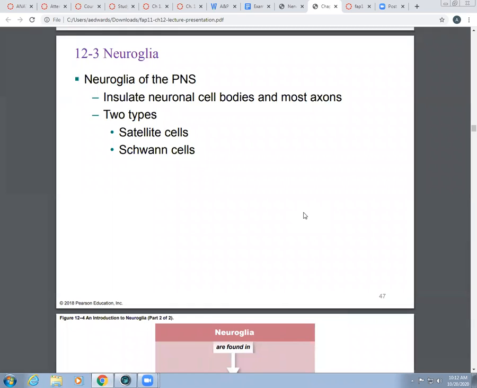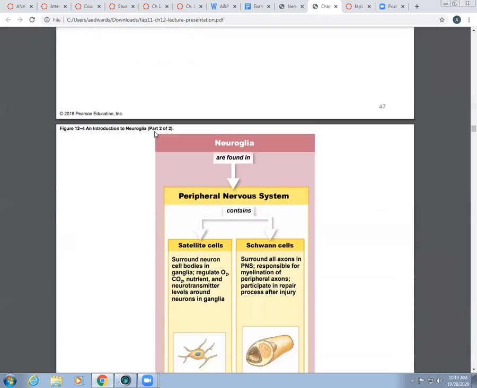All right, let's talk a little more about neuroglia this time, in the peripheral nervous system. We've been talking about the neuroglia in the central nervous system. Now it's time to talk about the neuroglia in the peripheral nervous system. Okay, so what do they do? Well, they're going to insulate the cell bodies in the neurons, as well as the axons. We only have two types in the peripheral nervous system. We have satellite cells and Schwann cells.